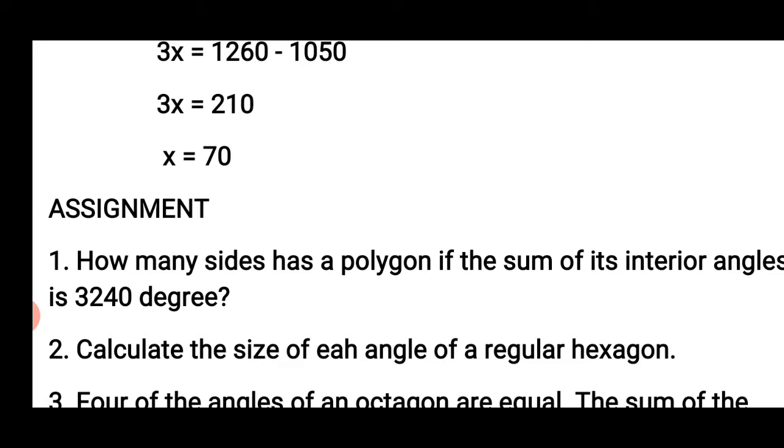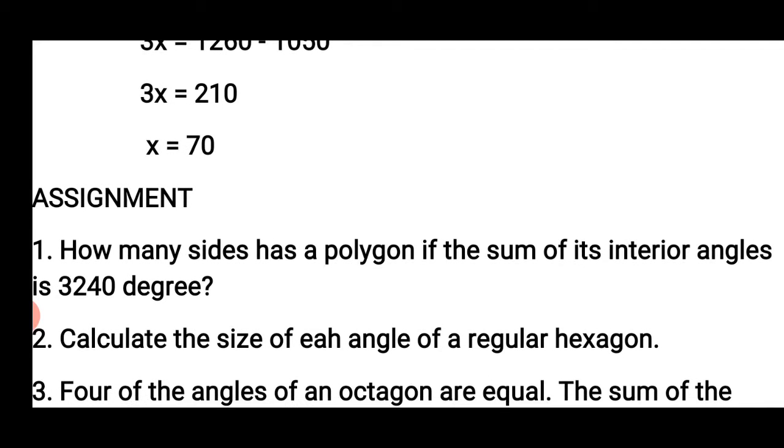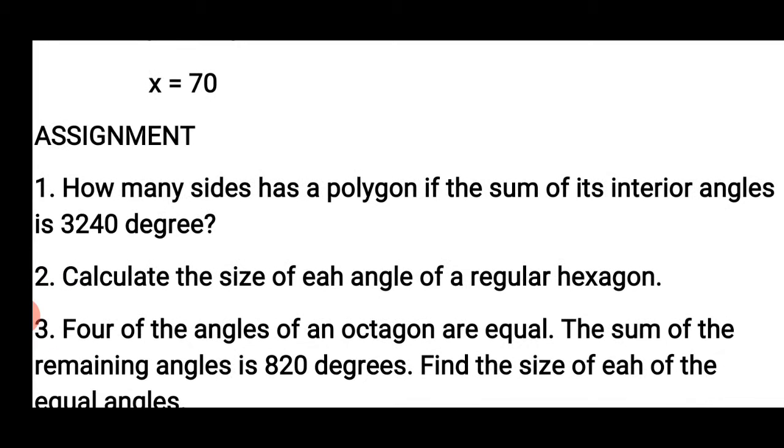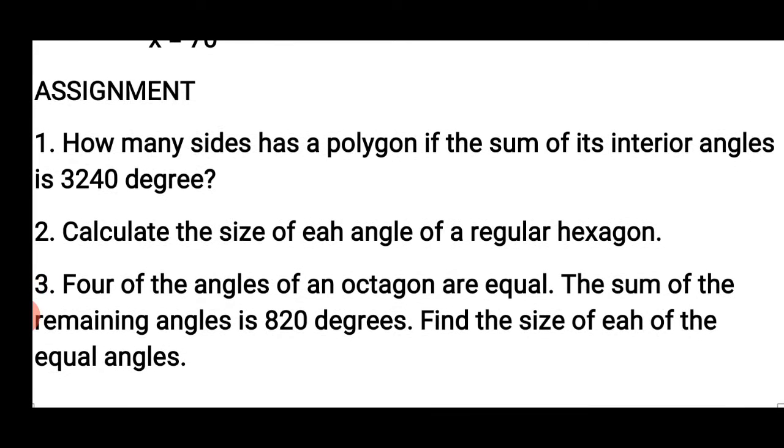This is where we are going to stop for this period, but I'm going to leave some assignments for you. Question number 1. How many sides has a polygon if the sum of its interior angles is 3240 degrees? You have to find the number of sides. Question 2. Calculate the size of each angle of a regular hexagon.